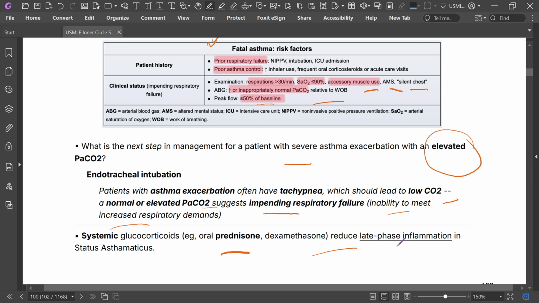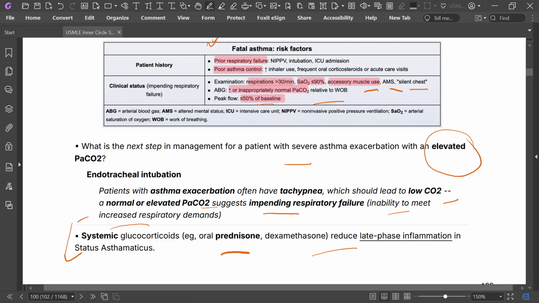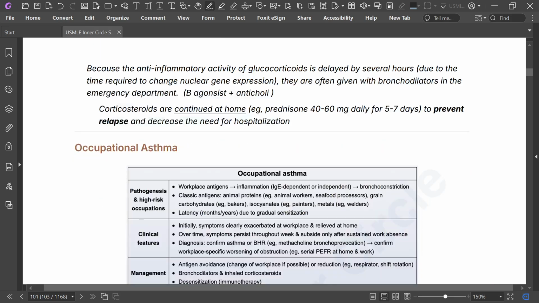Systemic glucocorticoids, oral prednisolone or dexamethasone, reduce late phase inflammation in status asthmaticus. So late phase inflammation is reduced by the systemic glucocorticoid. And for asthma exacerbation with elevated PaCO2, do endotracheal intubation.